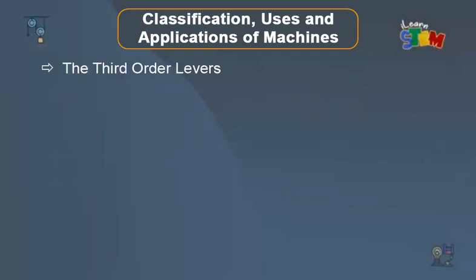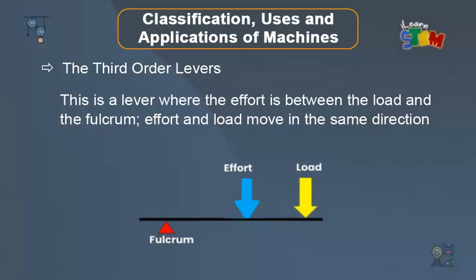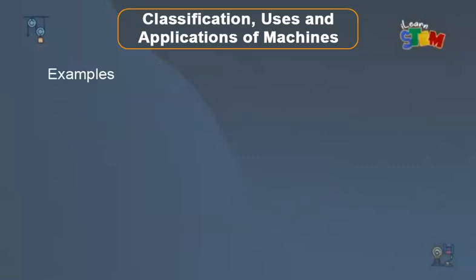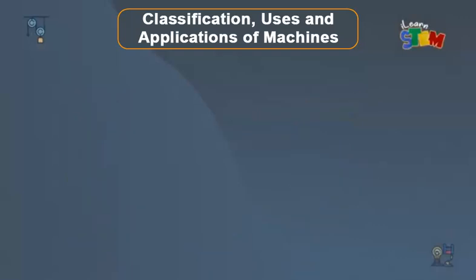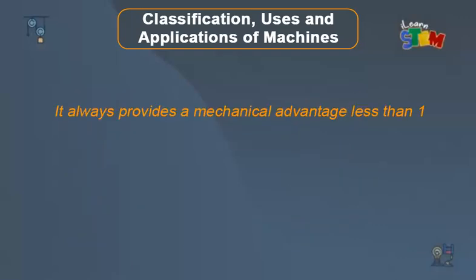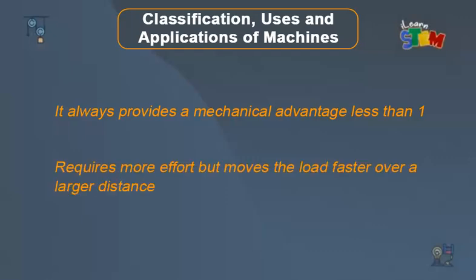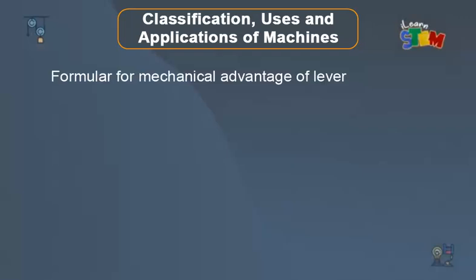Third order levers. This is a lever where the effort is between the load and the fulcrum. Effort and load move in the same direction. Examples: forearm, tweezers, and fishing rod, etc. It always provides a mechanical advantage less than 1. It requires more effort but moves the load faster over a larger distance. The formula for mechanical advantage of lever is mechanical advantage equals effort arm over load arm.